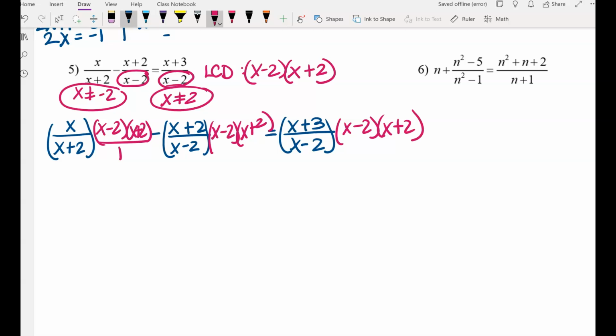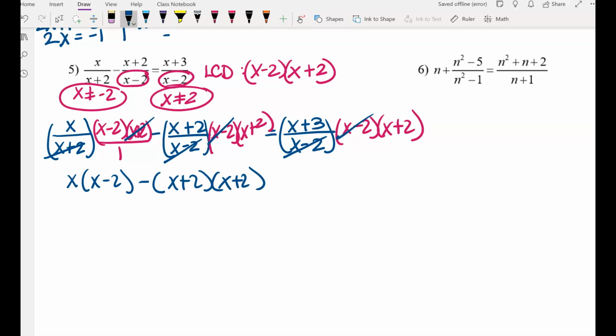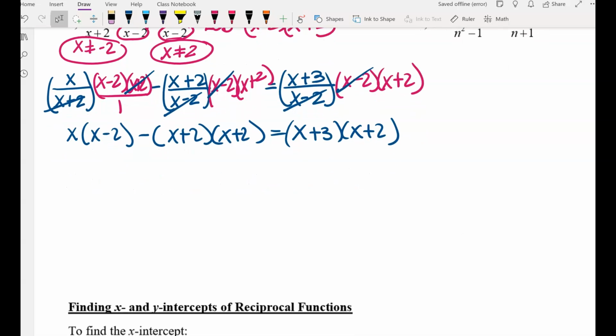All right, y'all, let's reduce. This is my favorite part. Here we go. X plus 2's cancel. X minus 2's cancel. X minus 2's cancel here. So you are left with an x times x minus 2. So x times x minus 2. Over here, you're left with an x plus 2 times x plus 2 equals x plus 3 times x plus 2. Okay, let's distribute this cautiously.